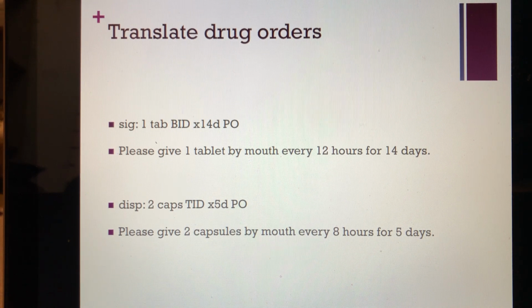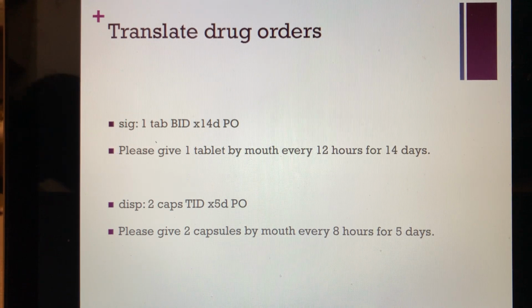So we want to be clear with clients. I've literally had clients where it didn't say, it just said give one tablet every 12 hours for 14 days. And I've had clients say, so how do I give this? Is it a suppository? Do I put it in their bum? No. Why would that be your first guess? So we want to make it really clear that it's going by mouth so that they don't get confused and put it somewhere that they shouldn't be.